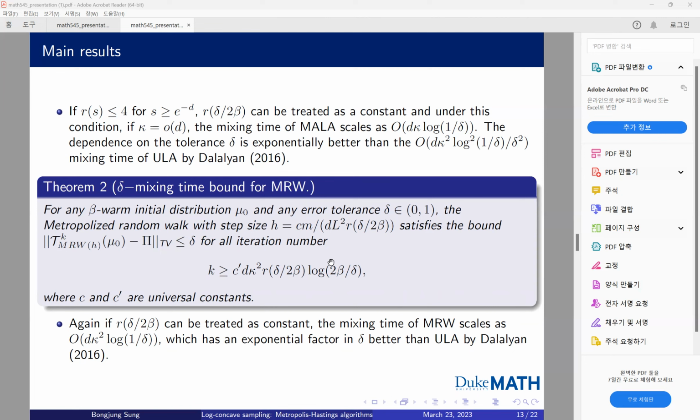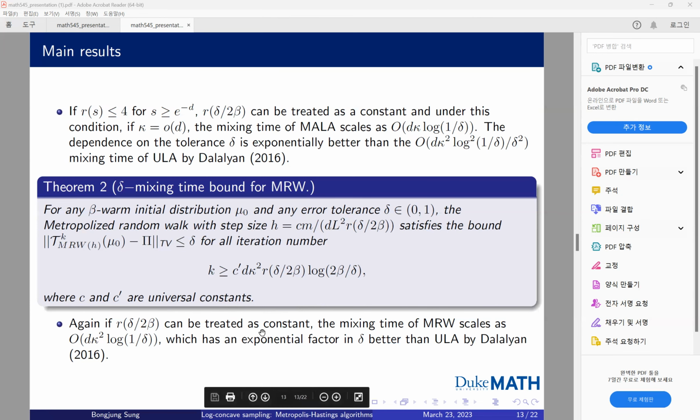Similarly, we can establish the mixing time bound for MRW with a modified step size as the following. Again, we clearly see that the mixing time bound for MRW contains R of δ over 2β. So again, under some conditions, we can treat this term as a constant, and then the mixing time of MRW scales as the log 1 over δ, which has an exponential factor in δ better than Euler-Langevin.